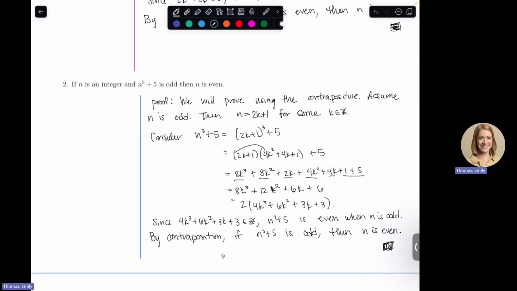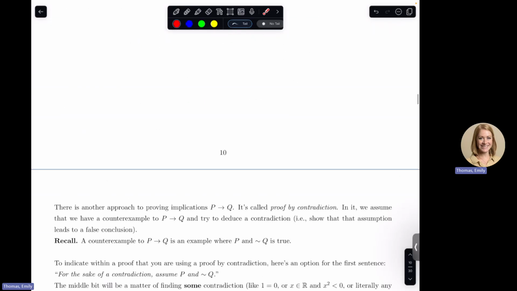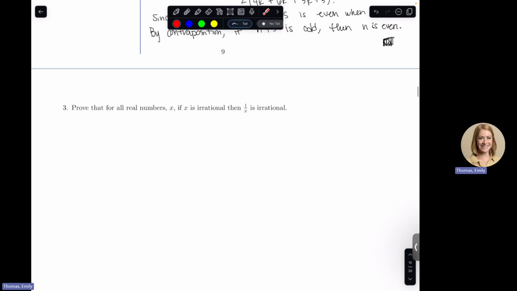Okay, so again, it makes sense that you would need to start over here, but you got to do the opposite. So you're going to assume not this part and then show not that part. I maybe am not going to do contradiction today. We'll save that.